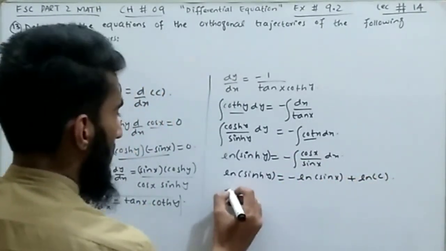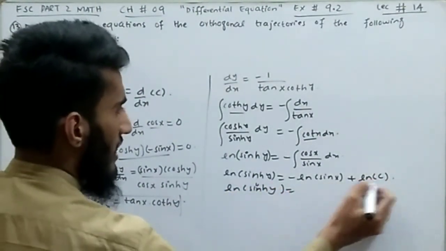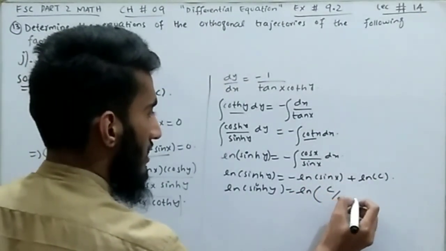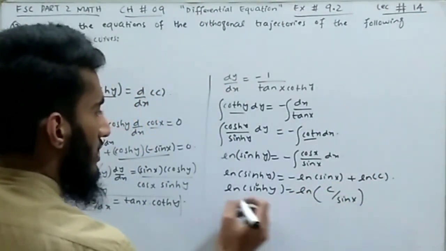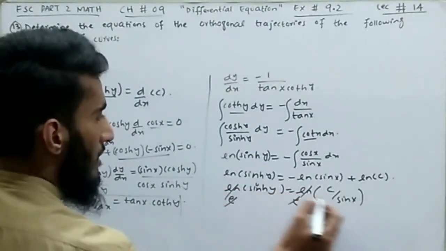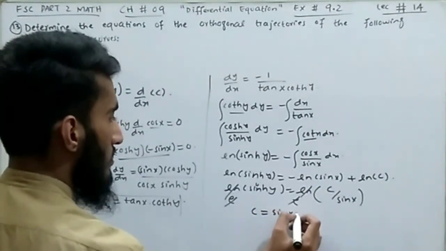Integration will be ln of sin x minus ln sin x and plus ln of c. So it becomes ln of sin hyperbolic y, which is equal to ln of c divided by sine x. This is the formula, c over sine x. Ln cancels with ln by taking exponential on both sides. So sine hyperbolic y into sine x will be equal to c. So c is sine x into sine hyperbolic y.